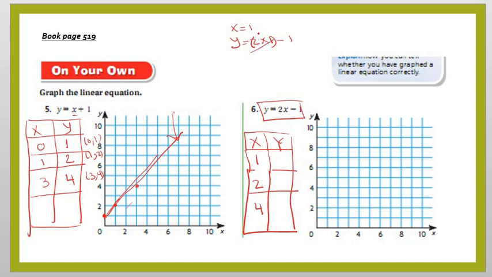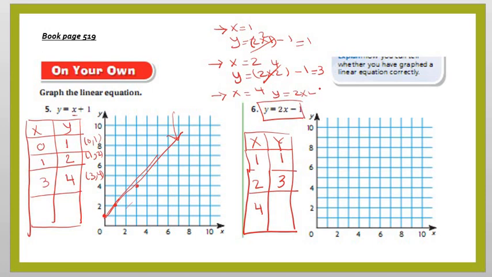2 times 1 equals what? 2. 2 minus 1 equals 1. So when x equals 1, y equals 1. Okay? When x equals 2, what is the value of y? Y equals 2 times 2 minus 1. 2 times 2 equals what? 4. 4 minus 1 equals 3. So when x equals 2, y equals what? 3.